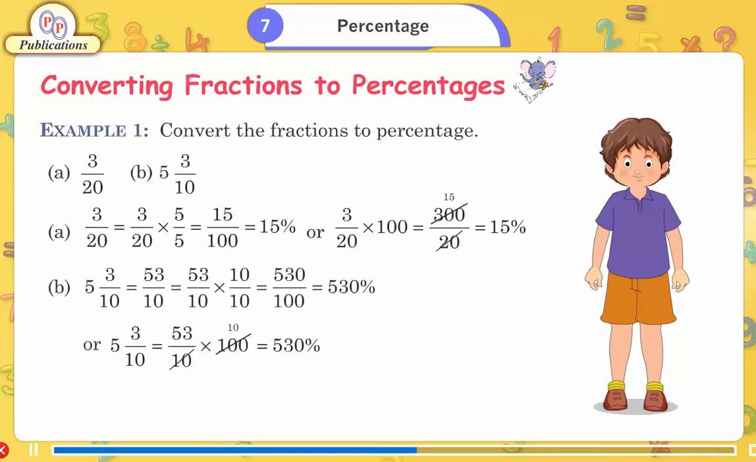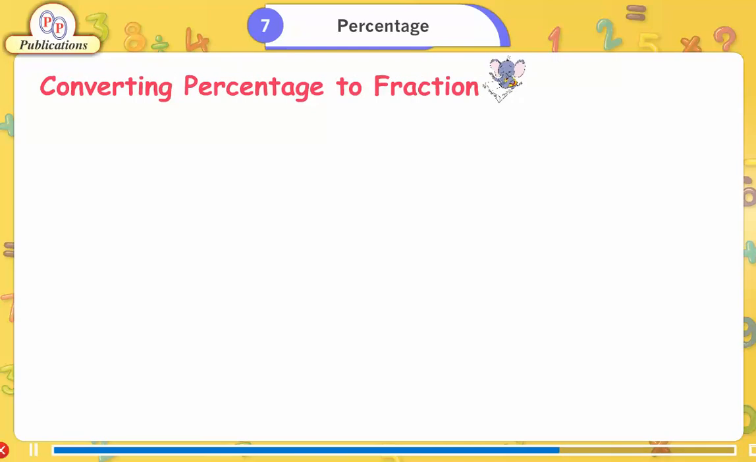B. 5 and 3 by 10 is equal to 53 by 10 is equal to 53 by 10 multiplied by 10 by 10 is equal to 530 by 100 is equal to 530%. Or 5 and 3 by 10 is equal to 53 by 10 multiplied by 100 is equal to 530%. Answer: A. 15%, B. 530%.